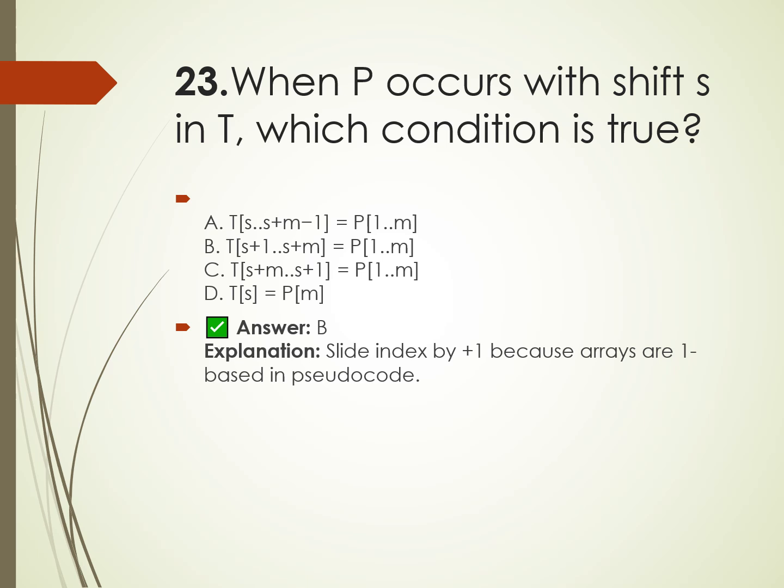When P occurs with shift s in T, which condition is true? A. T[s to s plus m minus 1] equals P[1 to m]. B. T[s plus 1 to s plus m] equals P[1 to m]. C. T[s plus m to s plus 1] equals P[1 to m]. D. T[s] equals P[m]. What is the correct answer? Correct answer is B. Slide the index by plus 1 because arrays are 1-based in pseudocode.